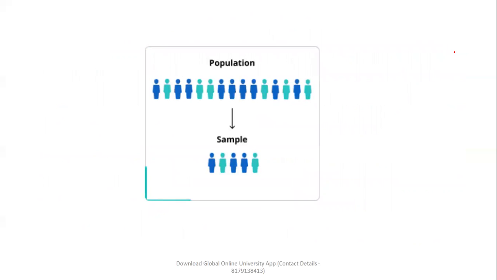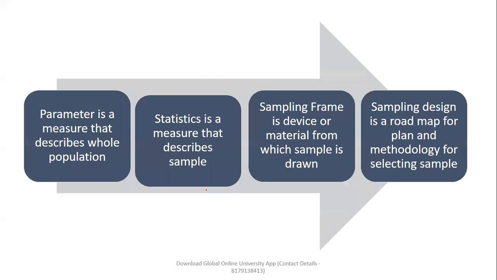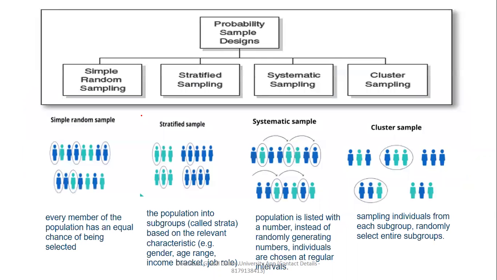Now, the next topic is population and sample. You have a few questions based on this. So let's see what population and sample are. Out of the population itself, you draw your samples. The population is measured in parameters. Samples are measured in statistics. A sampling frame is a device or material from which the sample is drawn. The sample is drawn from the sampling frame, and the sample design is nothing but the roadmap of your methodology. Certain questions are based on this topic, so you have to be very careful.